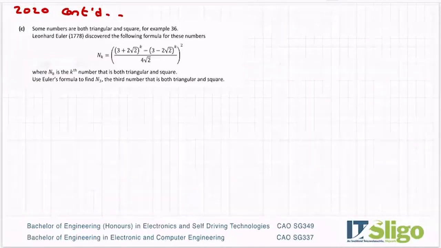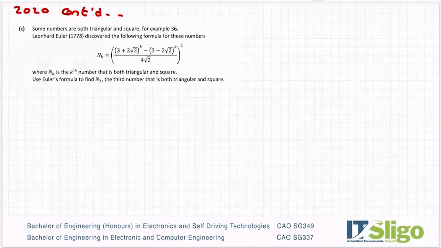Some numbers are both triangular and square, for example 36. Leonhard Euler discovered the following formula for these numbers: n of k is equal to blah, blah, blah, all to be squared, where n k is the kth number that is both triangular and square. Use Euler's formula to find n3, the third number that is both triangular and square.